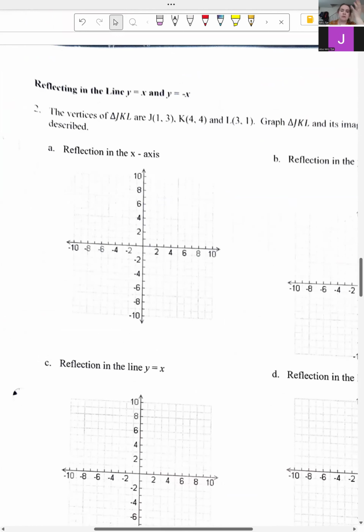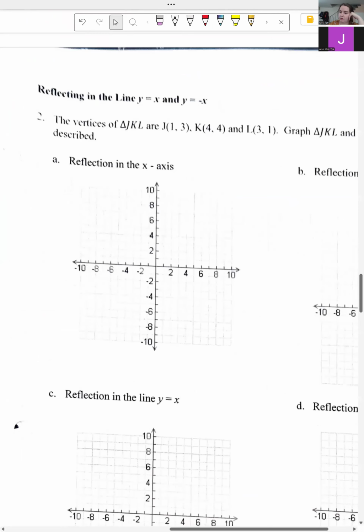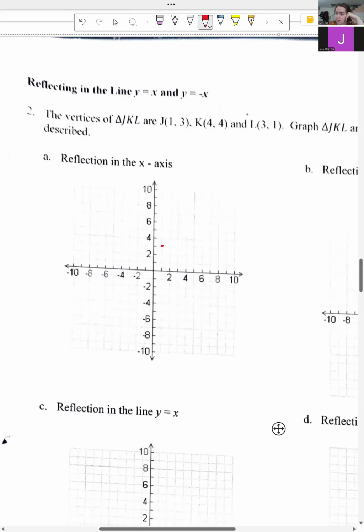Okay, so this one we're using the same triangle for all of them. The original 1, 3, 4, 4, 3, 1. So I'm just gonna start graphing that. Labeling them. So J, K, and L. Sorry, my eyes itchy. And this time we're reflecting it just over the x-axis. Okay, so this time the x-axis is our line of reflection.